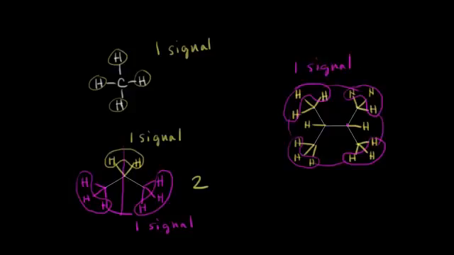All right, so again, think about the symmetry of this. And then if I look at this proton right here, this is in a different environment from the magenta protons, but it's in the same environment as this proton. So we'd expect one signal for these red protons here. So one signal for the red protons. So a total of 2 signals for the molecule. All right, let's do some more examples.